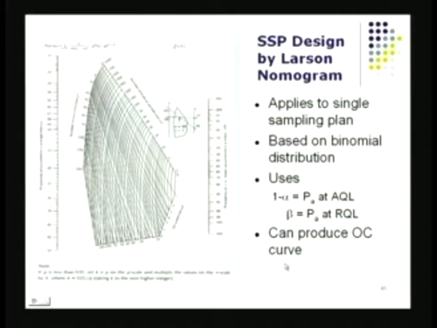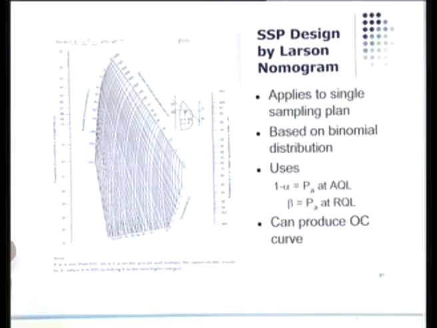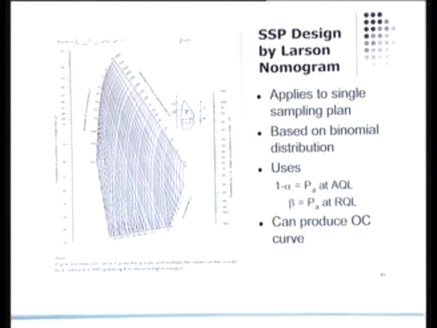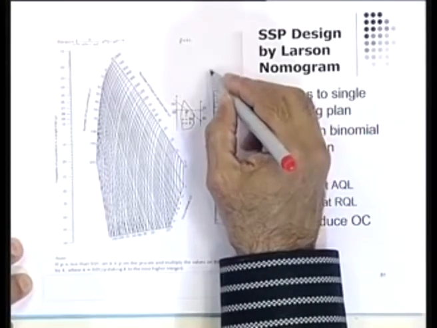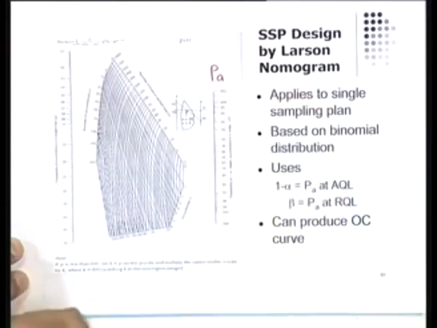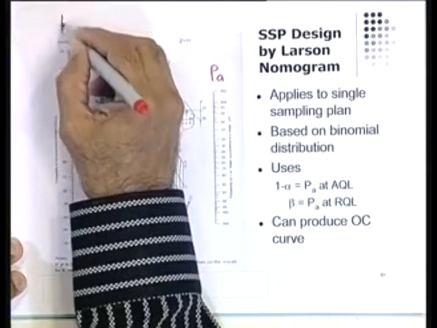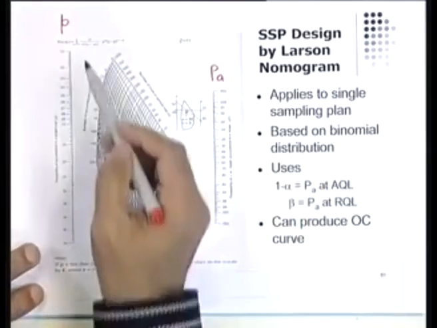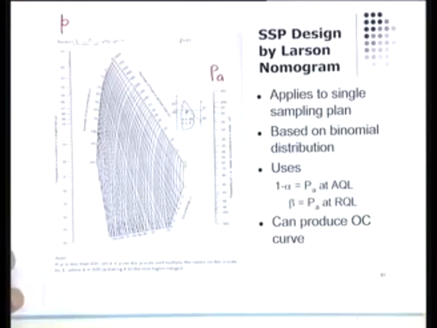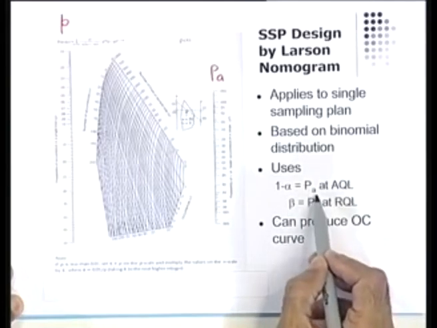Now, together, of course, we can produce the OC curve. We can produce all kinds of things. Let's see how we determine N and C given these two conditions. I have the same graph here on a piece of paper, and I'm just going to write on this so that you'll remember what these are. I'm going to write the two quantities. One is going to be PA and the other is going to be P. Those are the two scales. I've got the P scale and the PA scale, and the two conditions have to meet. One of them is this condition here, 1 minus alpha equal to PA at AQL.